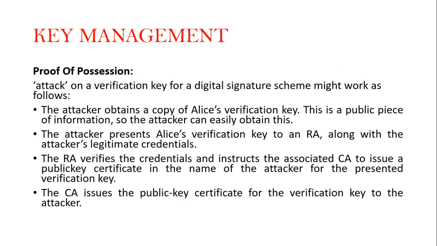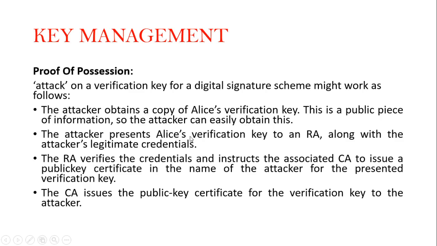An attack on a verification key of a digital signature scheme might work as follows. Let us take directly an example of how an attack can happen for a particular transmission. The attacker obtains a copy of Alice's verification key. This is a public piece of information, so the attacker can easily obtain this.